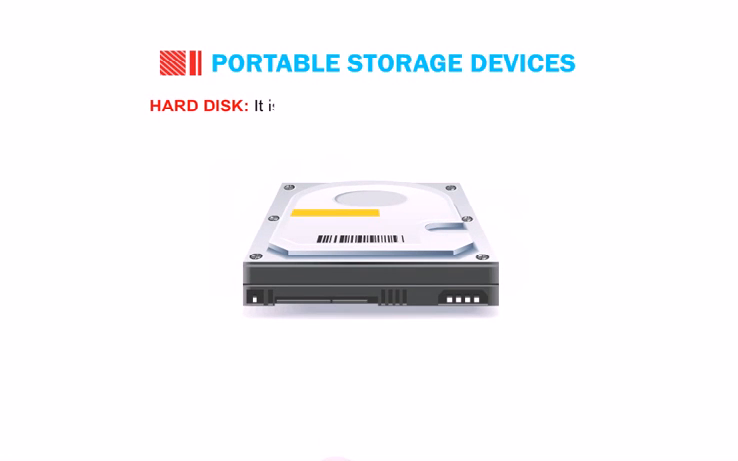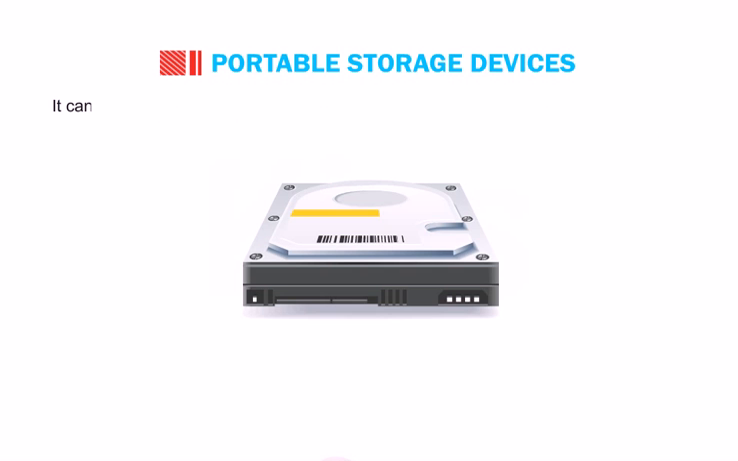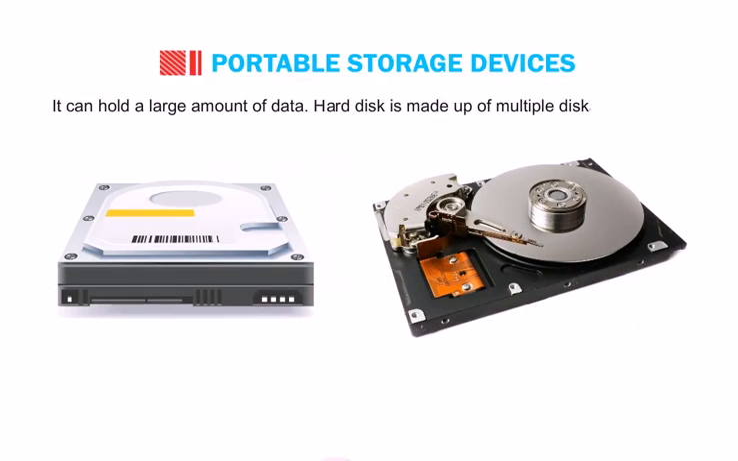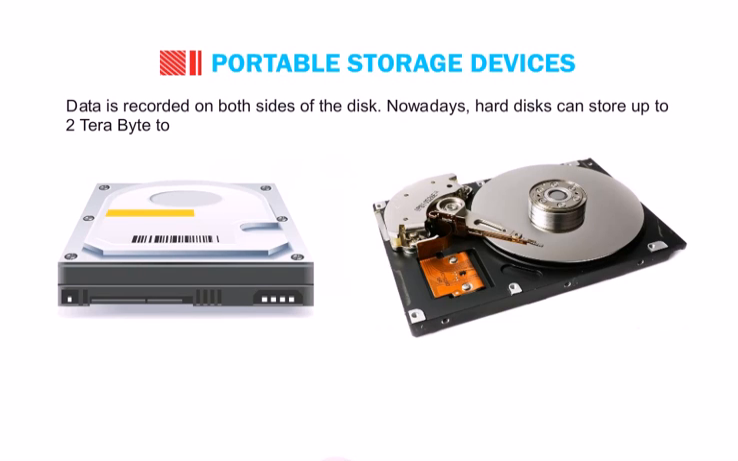Hard disk is the main storage medium for computers. A hard disk drive stores information on a hard disk. It is fixed inside the CPU box. It cannot hold a large amount of data. Hard disk is made up of multiple disks which are further made up of hard platters of metal. Data is recorded on both sides of the disk. Nowadays, hard disks can store up to 2 terabyte to 4 terabyte of data.